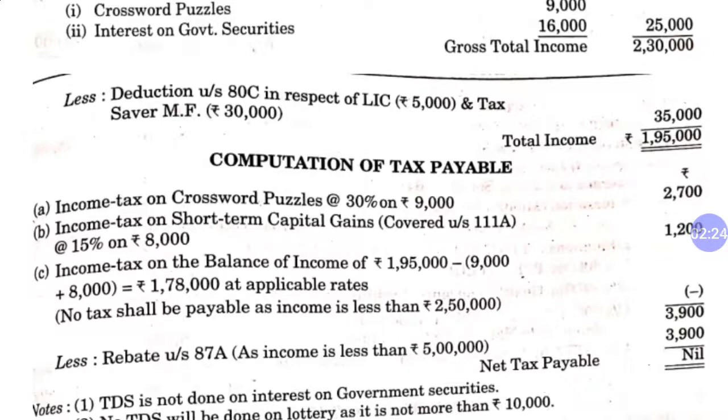As per the applicable rate, the first 2,50,000 is nil. This income is below 2,50,000, so there will be no tax on the remaining income. So total tax payment is 3,900. After that he can avail the rebate under section 87A, because in 2017-18 the 87A rebate is applicable when your income is less than 5 lakh, and the rebate is 5,000 or the tax payable, whichever is less. So 3,900 is less than 5,000, so the total tax rebate is 3,900. So tax liability is nil.